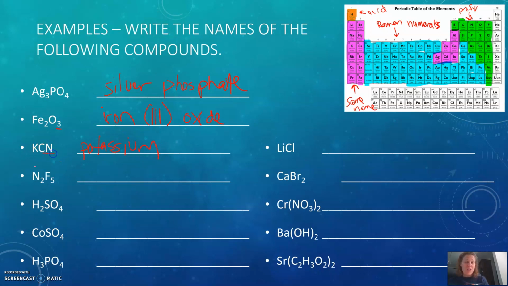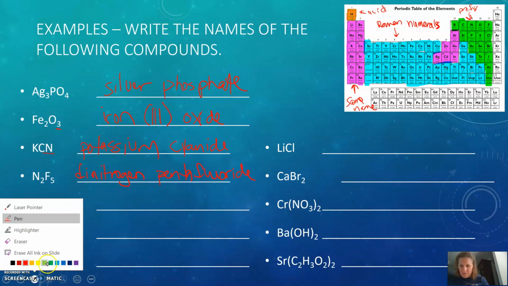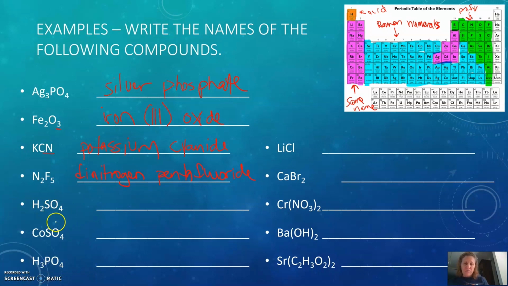And then we have multiple capital letters. CN is cyanide. And N2O5, prefix. So that would be dinitrogen, 5 is penta. Fluoride. I'll pick a lighter color here. H2SO4, acid. SO4 is sulfate. So that is sulfuric acid.